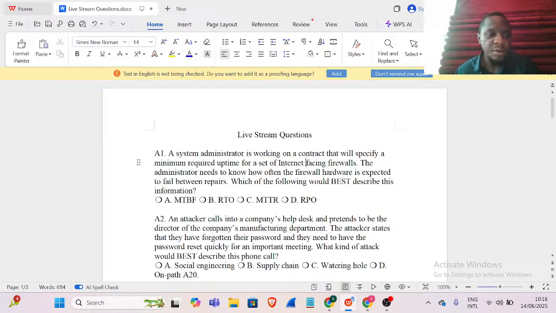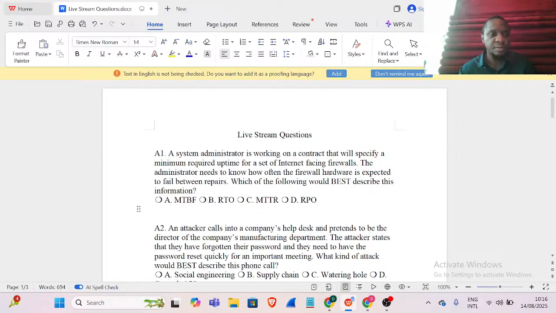mean time between failures will be the best for this because it calculates the average time between failures, and we need to find out the average time. So the answer here is A, mean time between failures.